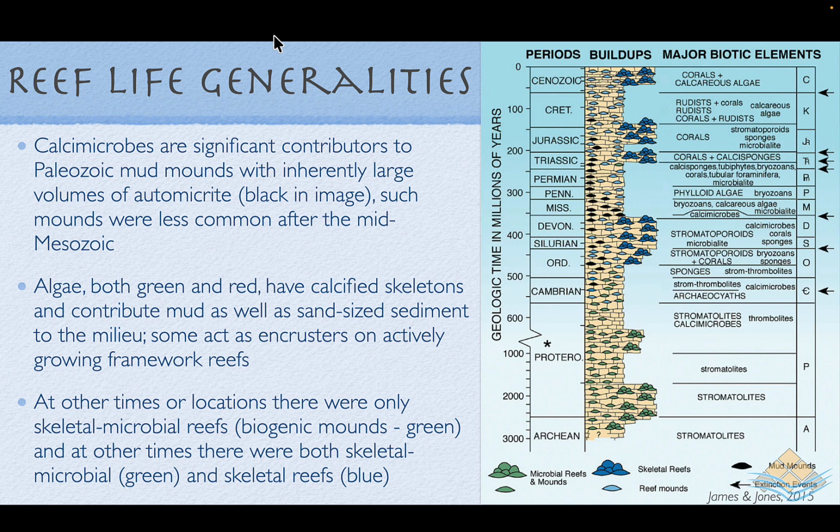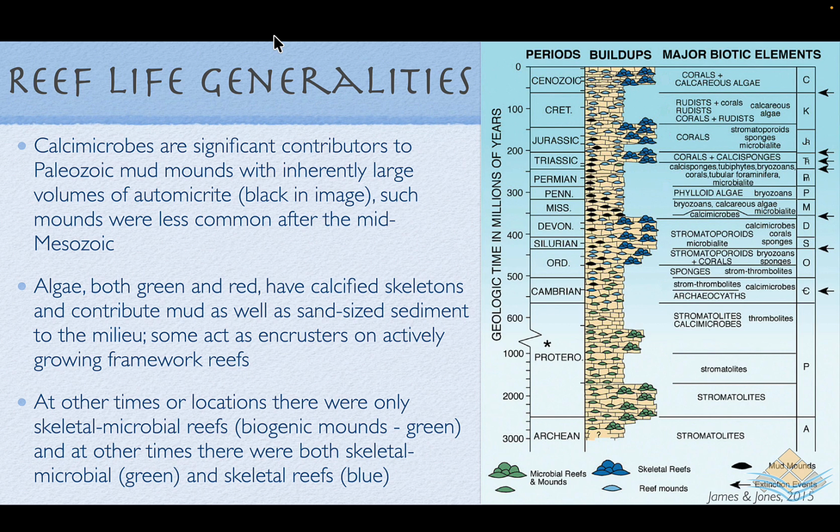mud mounds. But in both of those associations, we see inherently larger volumes of automicrite. These are the black lensoidal features in the diagram, where we see mud mounds, where we have automicrite, locally formed micrite, quite often microbially facilitated, accumulating in those mounds. We also see that the algae have played a role, both the green and the red algae, because they have calcified skeletons, and they can also break down to contribute mud into our various reefs and reef mounds.